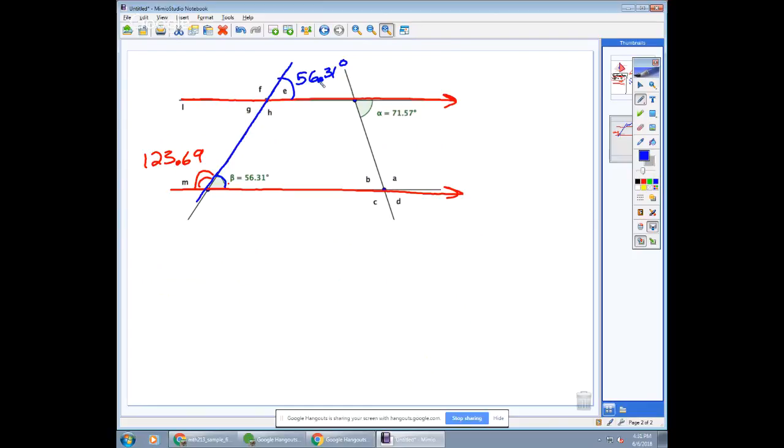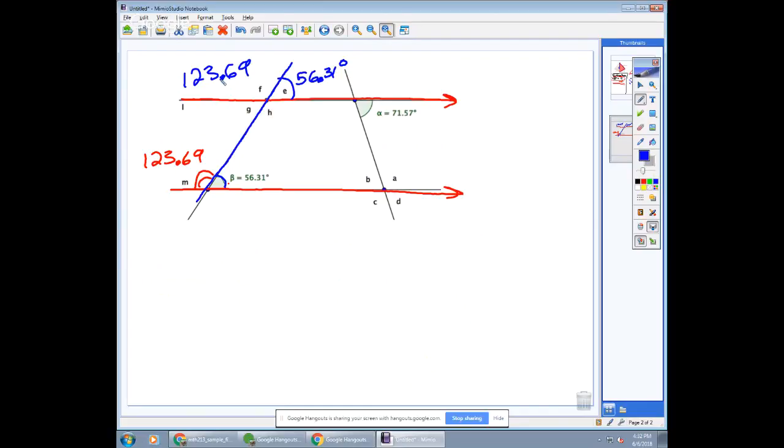Is there anything else that's going to be congruent to beta here? Is F going to be 123? F is going to be 123 because it corresponds to M. So this is going to be 123.69. Wouldn't G also be 56?